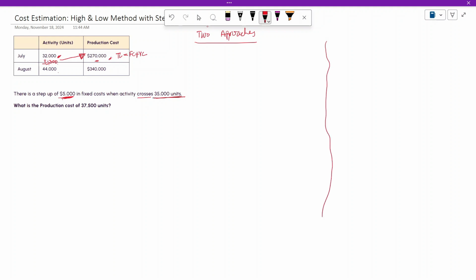Let me use violet here. The question is saying there is a step up of 5,000 in fixed cost when activity crosses 35,000. So the assumption here is that the activity level has crossed 35,000. If it crosses 35,000, then this amount here is going to increase by $5,000. So let's use that first approach. Here we are going to write the activity and the production cost.